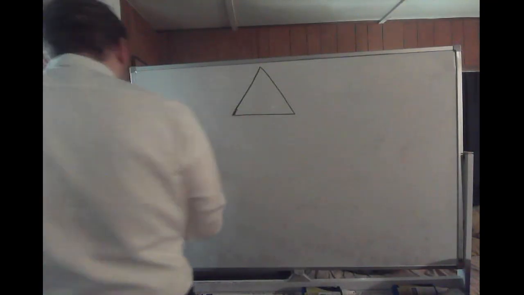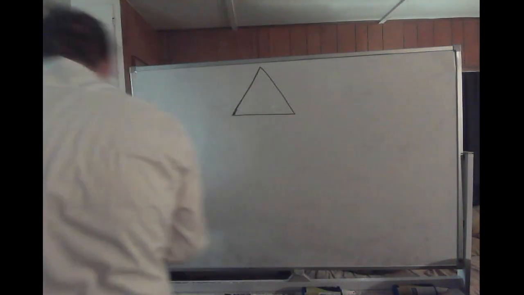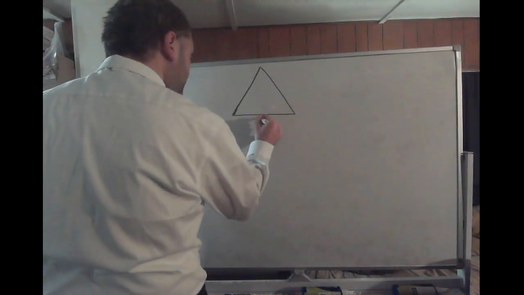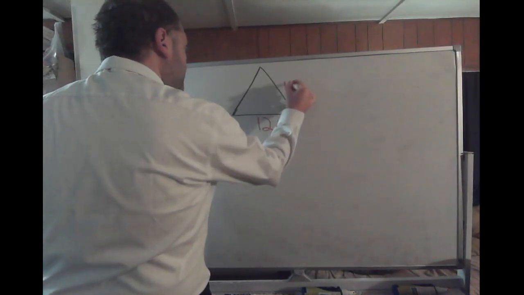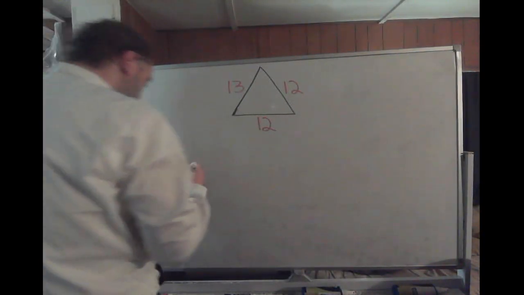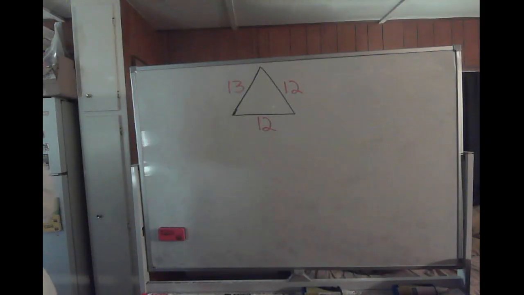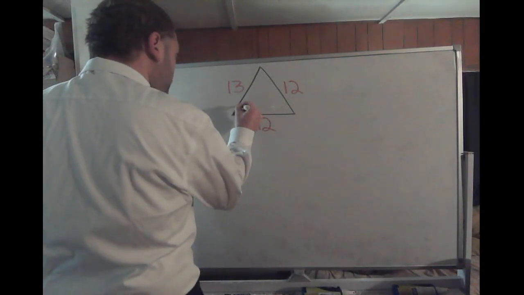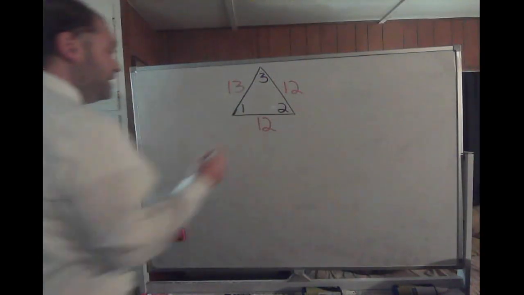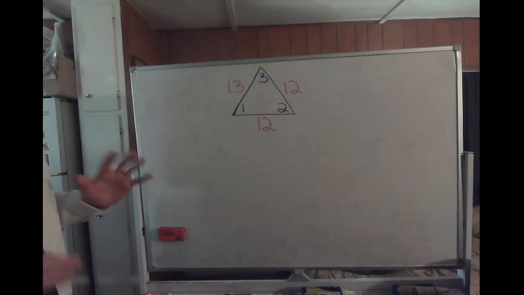If I could draw, that would help, right? Let's see. This side has a length of 12, this side has a length of 12, this side has a length of 13. And then we need to label our angles. This is angle 1, angle 2, angle 3. Okay. So the goal this time is only to find the largest angle.